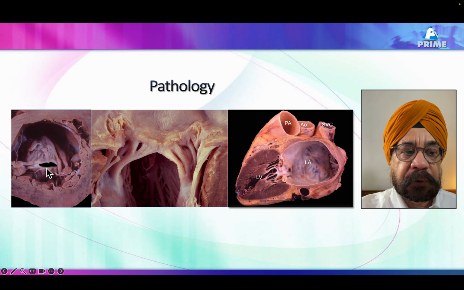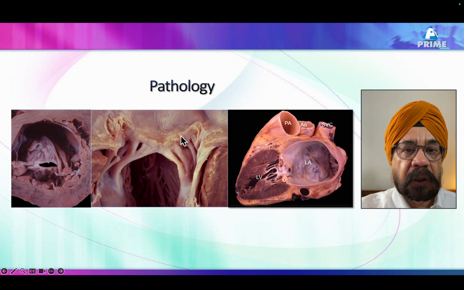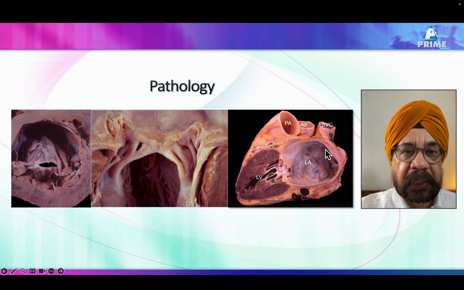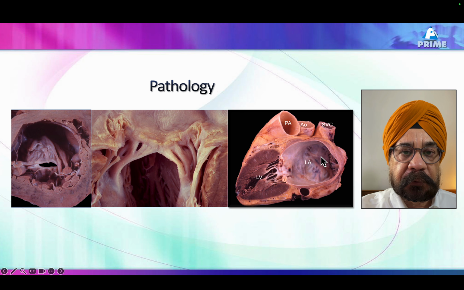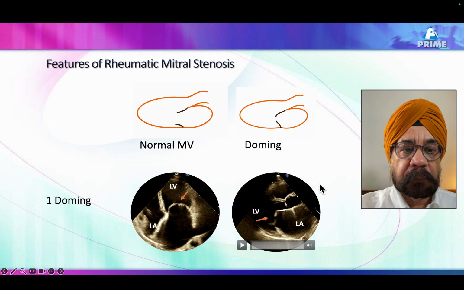It gives you a fish mouth like appearance, produces a thickening of the chordae right through and up to the papillary muscle, involving thickening, curling, and shortening of the mitral valve, and an enlarged left atrium because of either mitral stenosis or mitral regurgitation, or a combination of these two, leading to a dilated, smooth-walled left atrium.